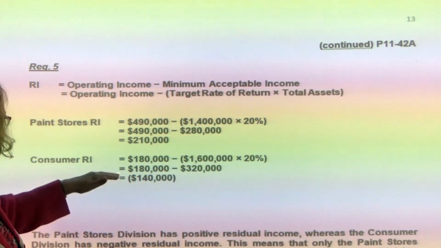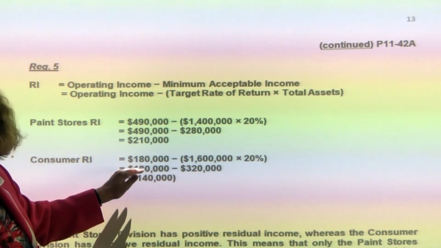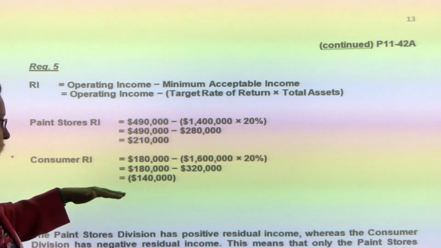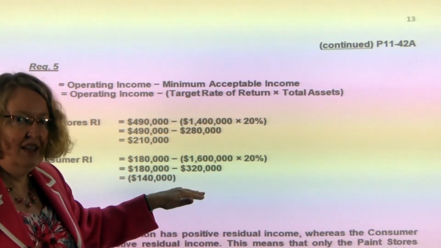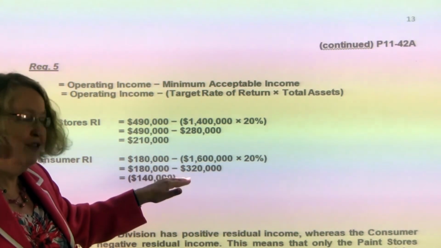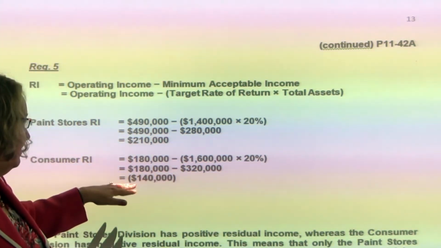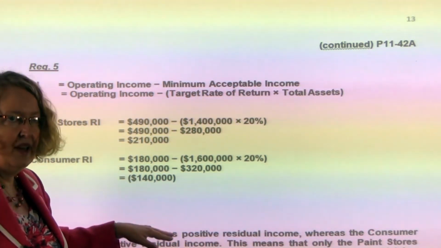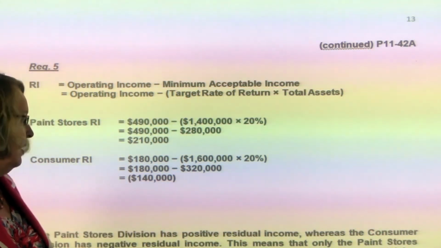On the other hand, the consumer division, they are showing here a negative residual income. So they're making money. They had an operating income of $180,000, but the problem is the target return that the company wanted the division to have is $320,000. So that leaves a shortfall, or a negative residual, of $140,000. So they didn't meet the target.